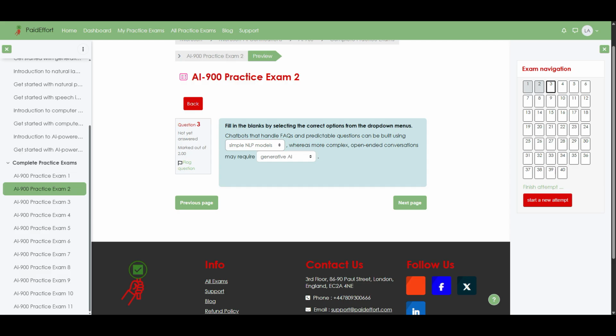To begin with, when you're building chatbots to answer FAQs or handle very structured, predictable interactions like checking account balances or booking appointments, simple NLP models are usually enough. These models don't need to be creative. They just need to map fixed inputs to known responses efficiently.